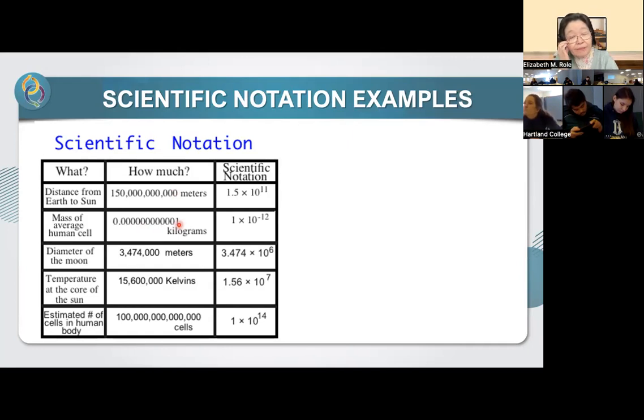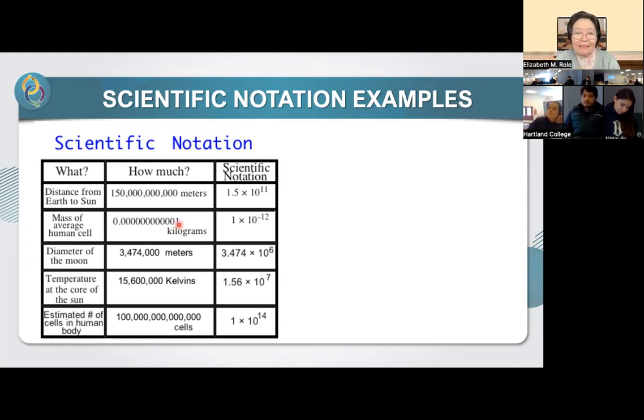Of course, the diameter of the moon, well, you know what it is. It will become 3.474, and there will be 6 numbers to the right. So that's times 10 to the 6. The temperature at the core of the sun: from 1.56, count the numbers, 5, 6, 0, 0, 0, 0, 0, and that would be to the 7th. And of course, the estimated number of cells in the human body. There are 14 zeros after the 1, counting 3, 6, 9, 12, 14.